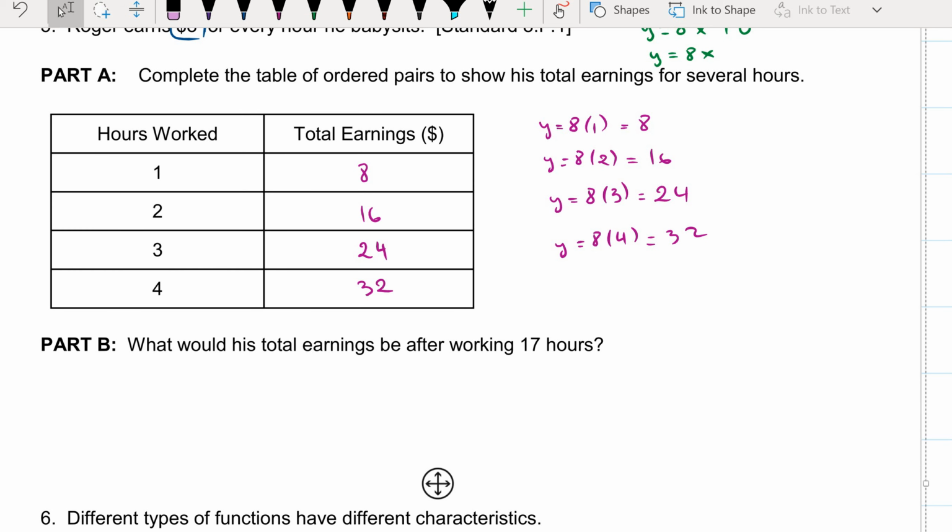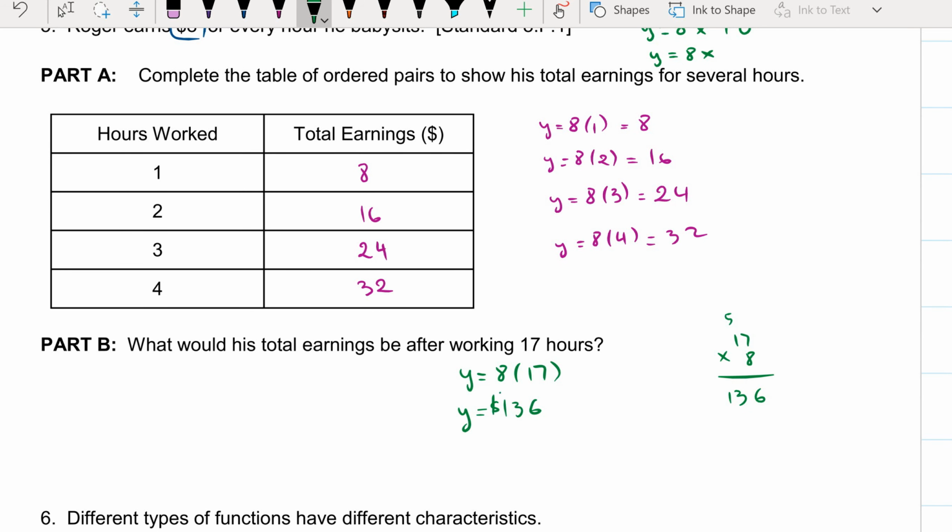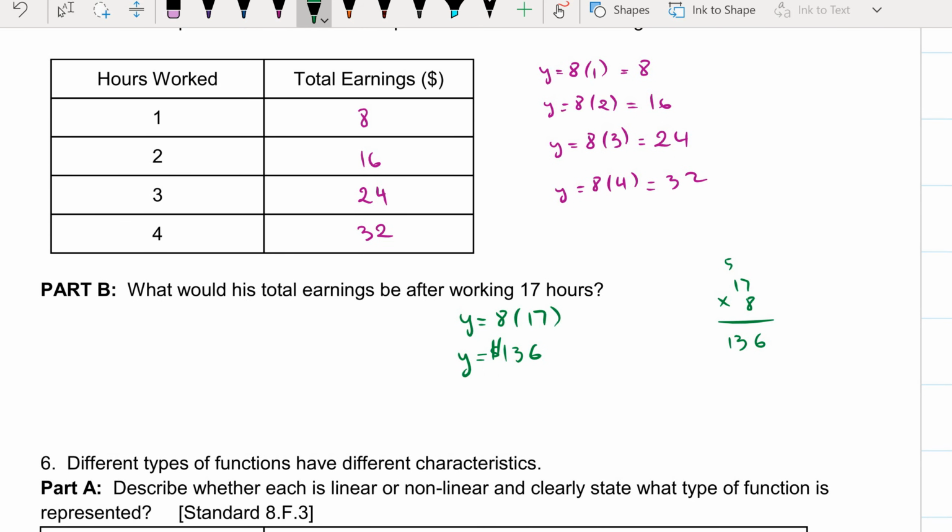What would his total earnings be after working 17 hours? Same thing, we're going to plug in 17. y equals 8 times 17. 17 times 8: 8 times 7 is 56, remember 5, 8 times 1 is 8 plus 5 is 13, so $136. What would his total earnings be after working 17 hours? It's $136.